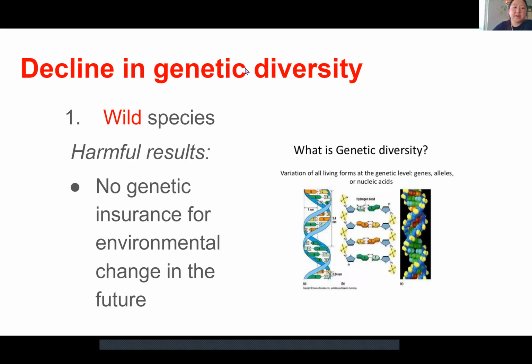Okay, so another reason there is a decline in biodiversity is the lack of genetic diversity, right? In wild species, when there's not genetic diversity, it makes them a lot more vulnerable to things like disease, and having less diversity means less protection. So genetic diversity is the variation of all living forms at the genetic level: genes, alleles, or nucleic acid.